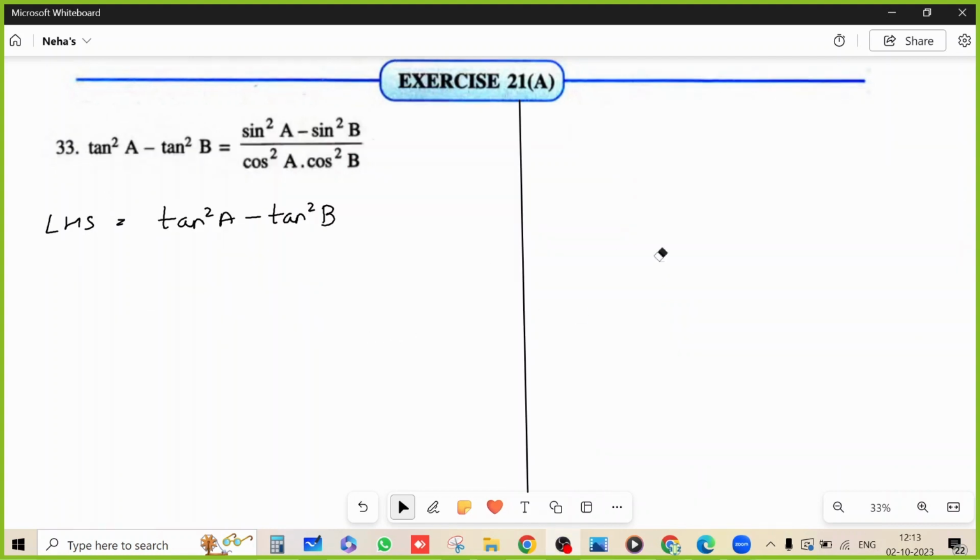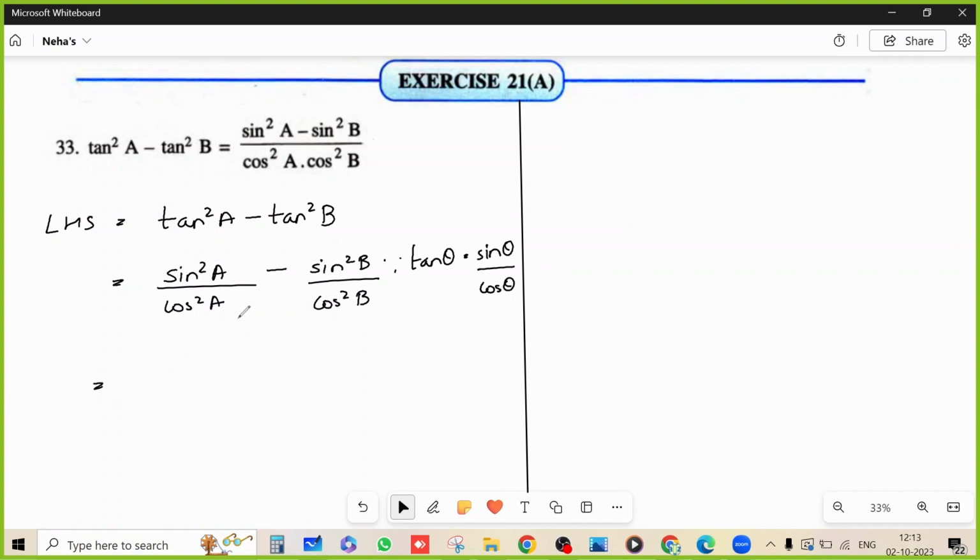Let's now begin with question number 33, and the left hand side is equal to tan square A minus tan square B. Tan square A can be written as sin square A divided by cos square A, and tan square B can be written as sin square B divided by cos square B, since tan theta is equal to sin theta upon cos theta. Now we will take the LCM, which will be equal to cos square A into cos square B, and the numerator can be found out by cross multiplication here.